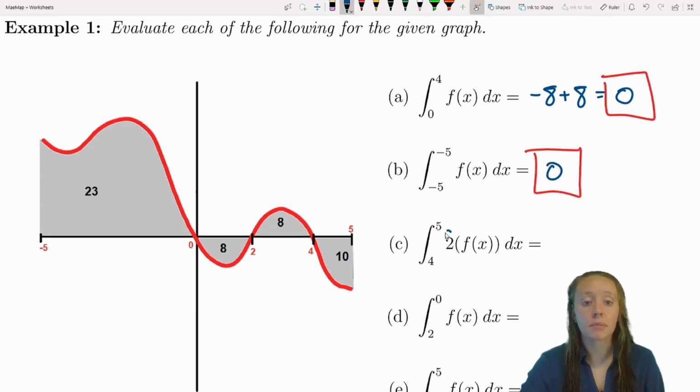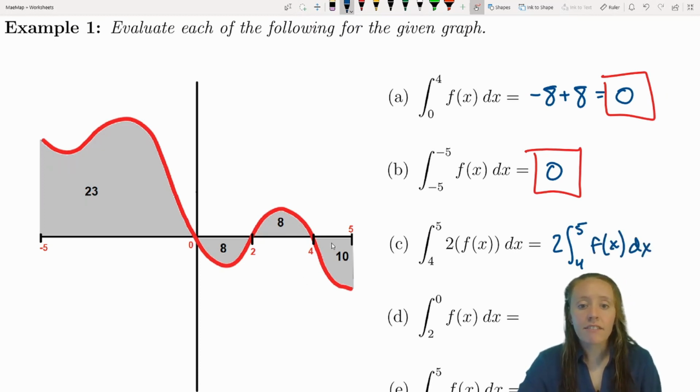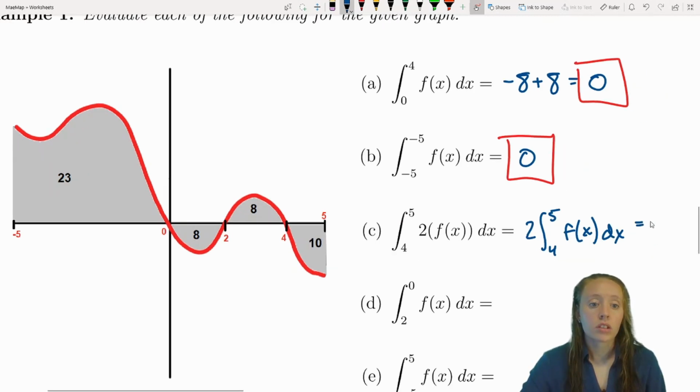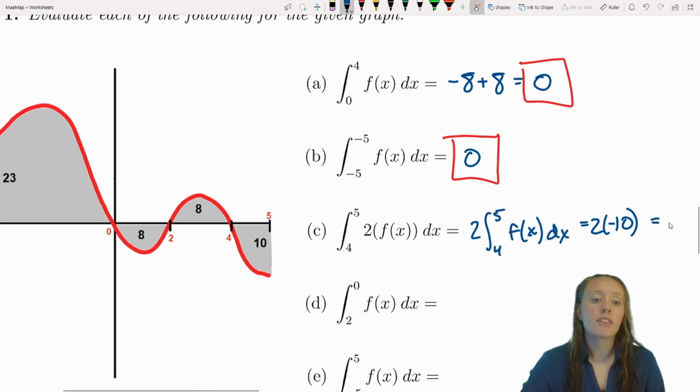Next, we have some constant c multiplied by f of x, and that's using the bounds from 4 to 5. So I'm going to pull my constant of 2 out in front, so I'm going to integrate f of x from 4 to 5. And I have that pictured. From 4 to 5, that's an area of 10, and it's below the axis, so that's going to be -10. 2 times -10, what's that going to give us? That's going to give us a -20.